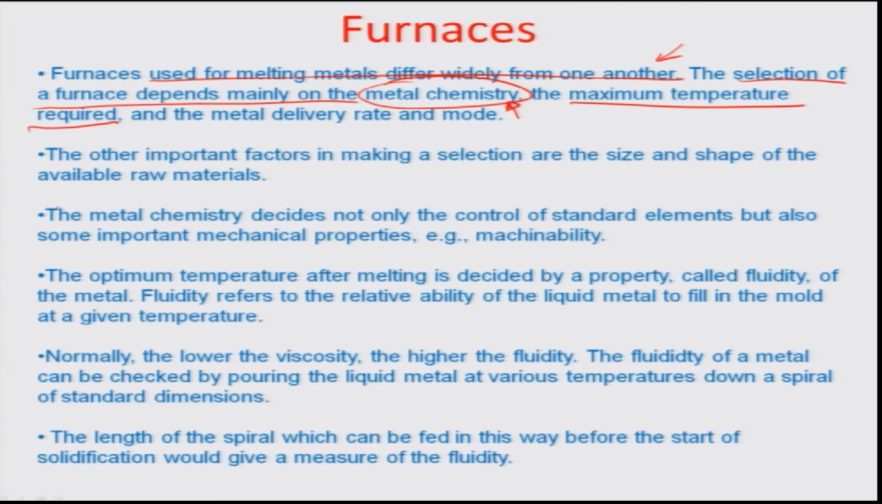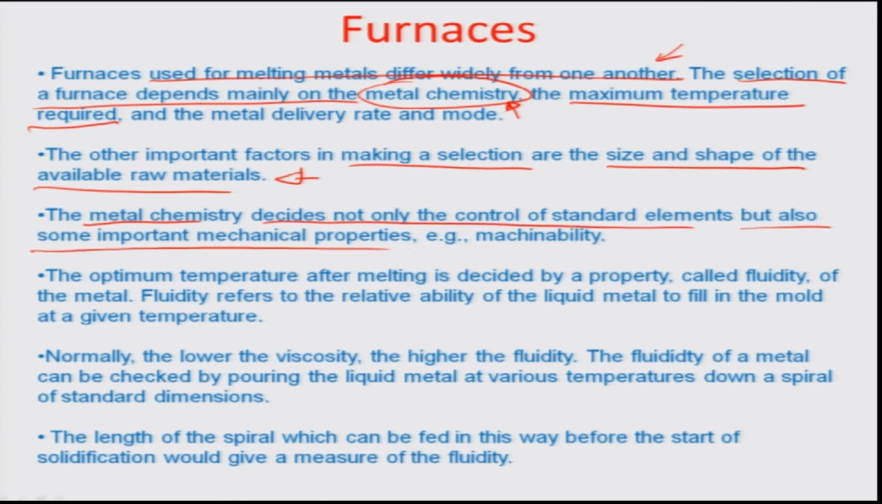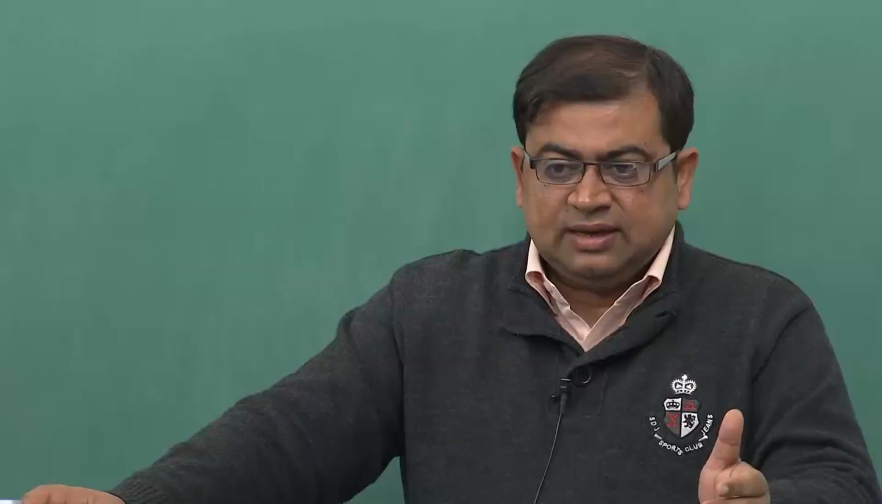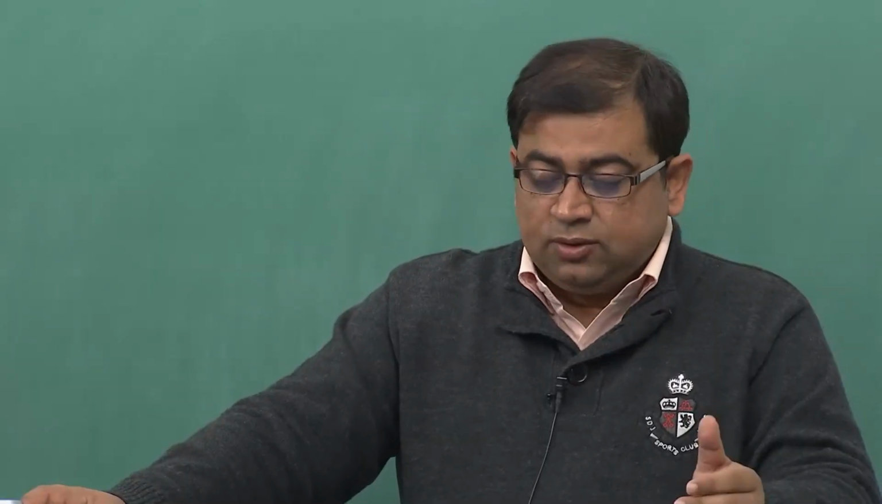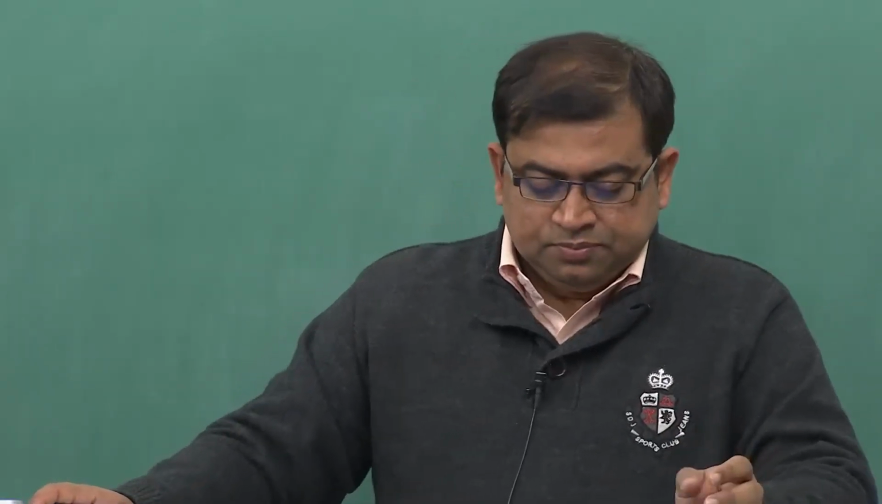The other important factors in making a selection are the size and shape of the available raw materials, and the metal chemistry, which decides not only the control of standard elements but also important mechanical properties like machinability. Some furnaces may be more prone to hydrogen or nitrogen attack, and they may not be selected because the material chemistry resulting from hydrocarbons, oil, and dampness in the furnace gases may not be amenable to developing good machinability of the material.